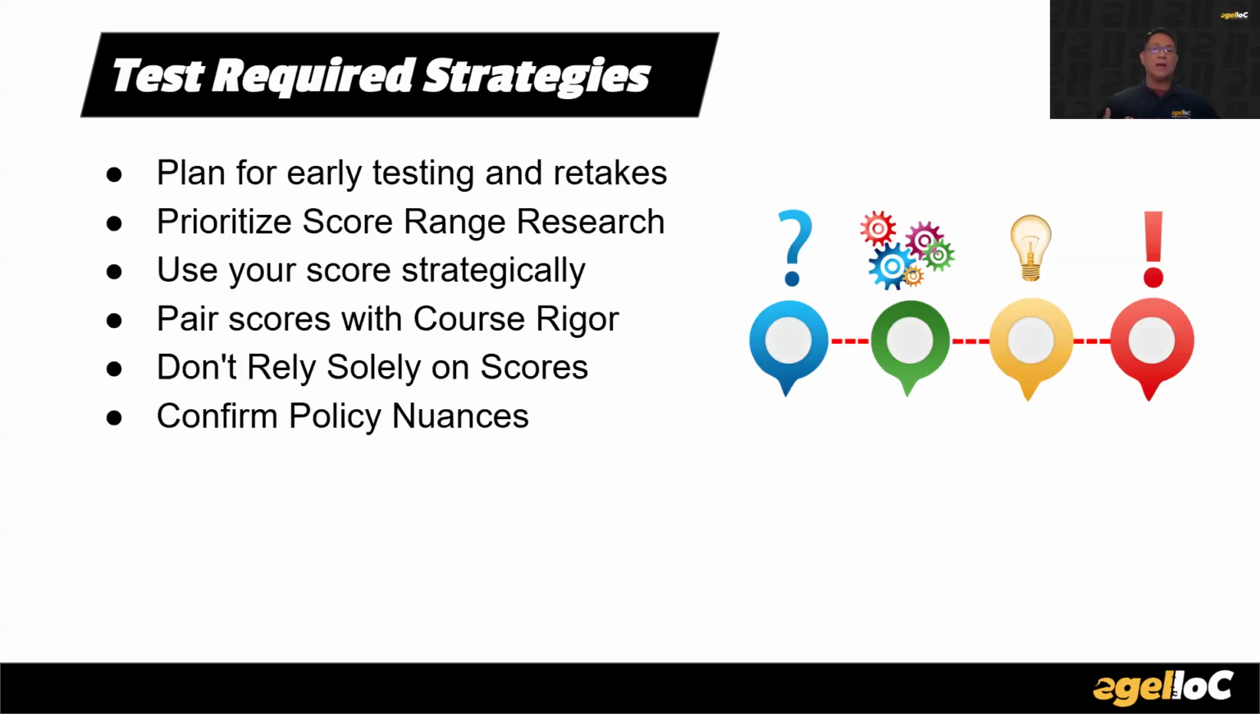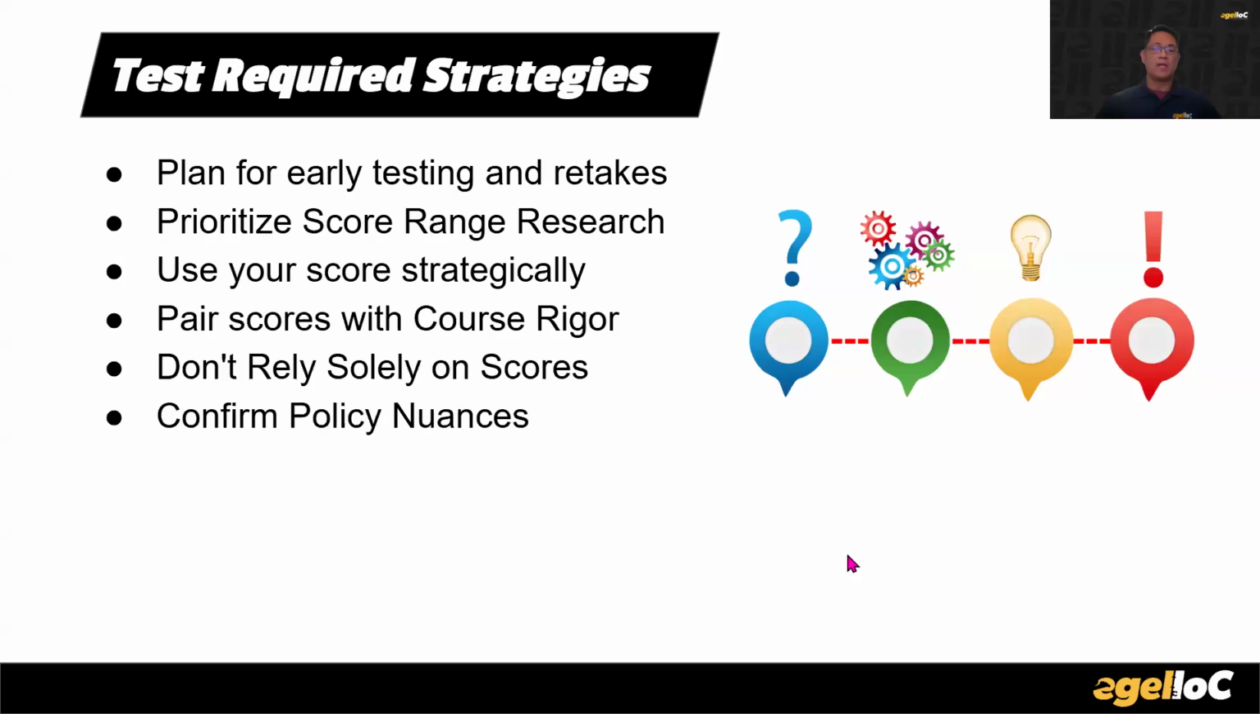And then lastly, make sure that you confirm the policy nuances. So you want to make sure that you go to that school and you check and double check the school's policies on their SAT, ACT requirements. Okay. Are the scores required for scholarships, honors programs, or specific majors? Okay. Because some schools, for example, UT Austin, may require additional scores for placement or merit aid.